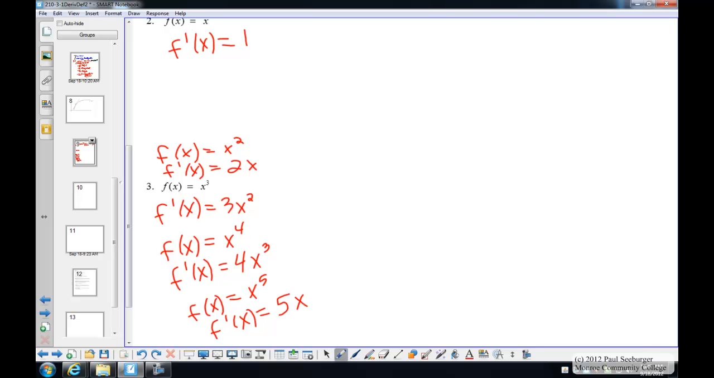5 comes down front, x to the 1 less in the exponent. Do you think this works with fractional exponents, like square root of x? Square root of x is equal to x to the 1/2 here, right? So what do you think f prime of x should be? Which simplifies to 1 over 2 square root of x, right?